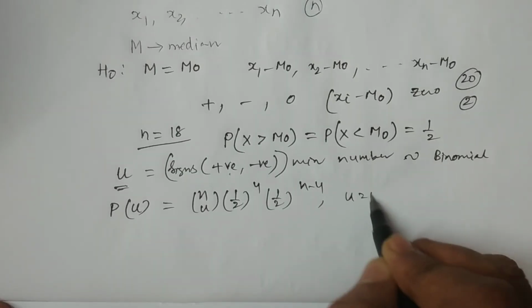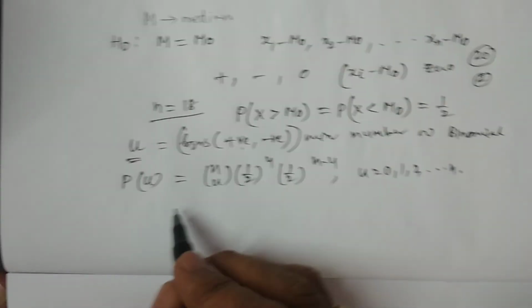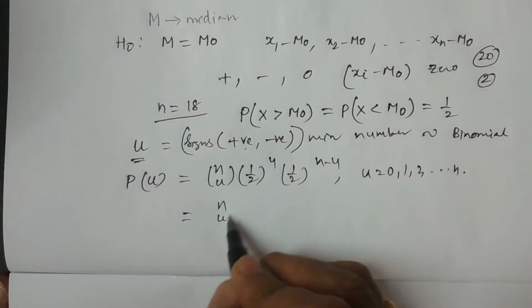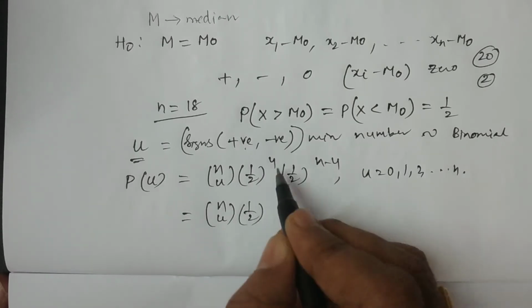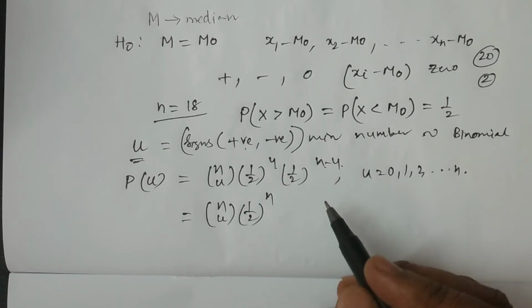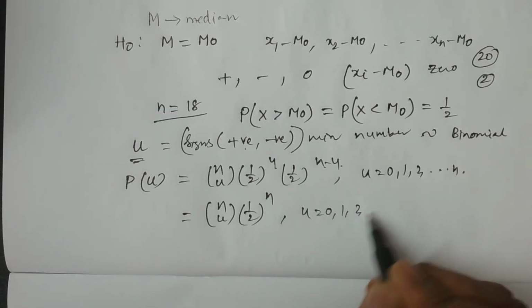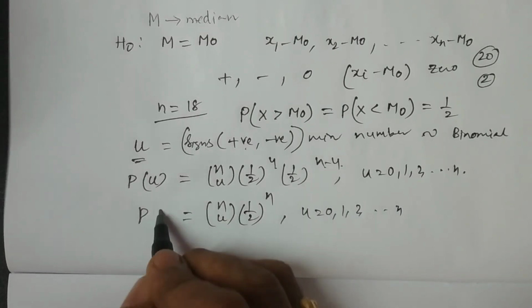And U takes values 0, 1, 2, and so on, maximum n. Therefore, this is nothing but nCu, and half power u plus n minus u, that is therefore n. The u will get cancelled. So half power n, where U takes values 0, 1, 2, and so on up to n. So this is the probability of U.